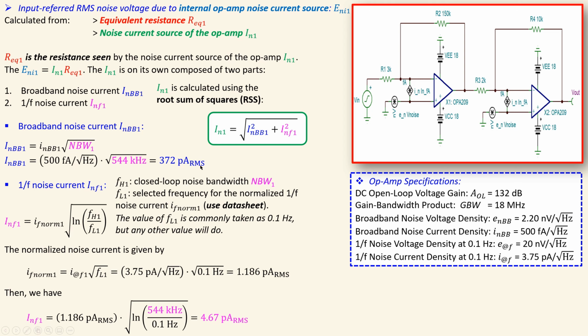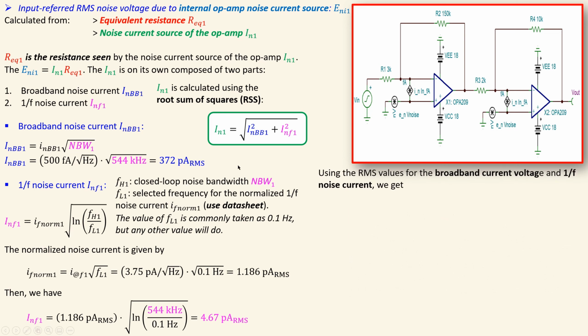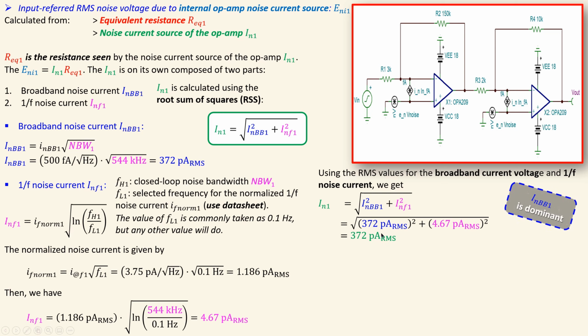So we have the broadband part and also the 1/f noise part. Then we can calculate the total value of this one using this formula, which is then this, and that will result in 372 picoamps RMS. Again, you see here the broadband noise current will dominate.